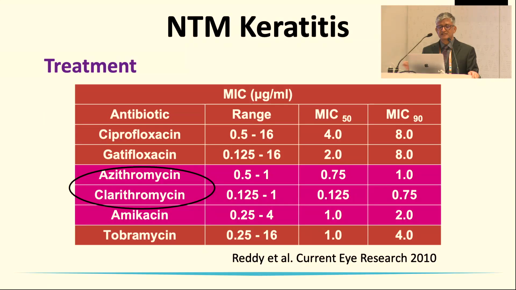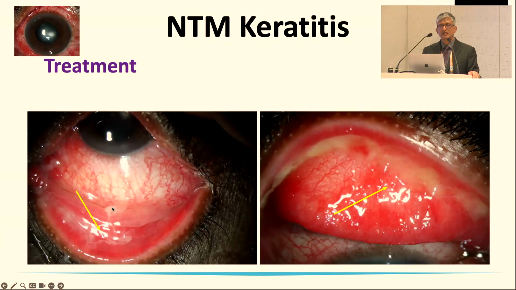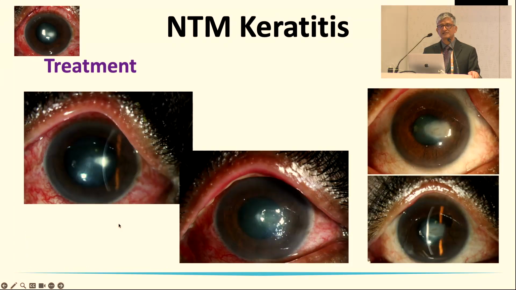The antibiotic susceptibility was highest for azithromycin and clarithromycin, followed by amikacin. Now, when you treat these infections with amikacin, you will find that they develop some side effects of aminoglycoside toxicity in the form of pseudomembranous conjunctivitis.